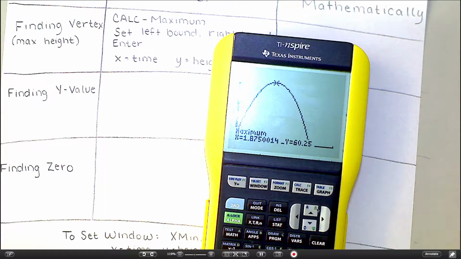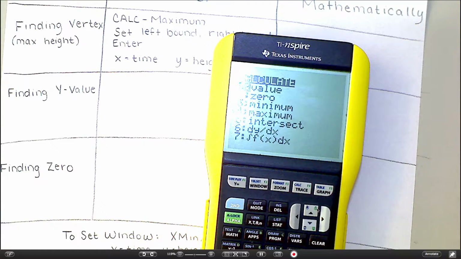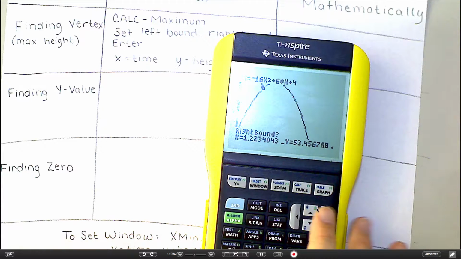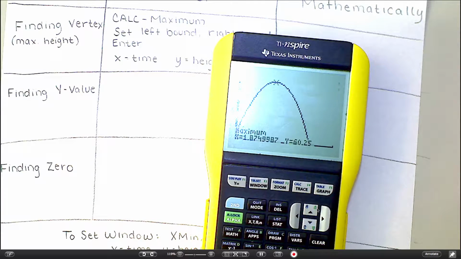Now you try it. Calc menu. So hit second and the trace button for the calc menu. Maximum, number 4. It's going to say left bound. So move your cursor to the left of the bump. Hit enter. You want the top, like where the top of the parabola is. Then I'm going to go to the right of the bump somewhere and hit enter. And then when it says guess, hit enter one more time.